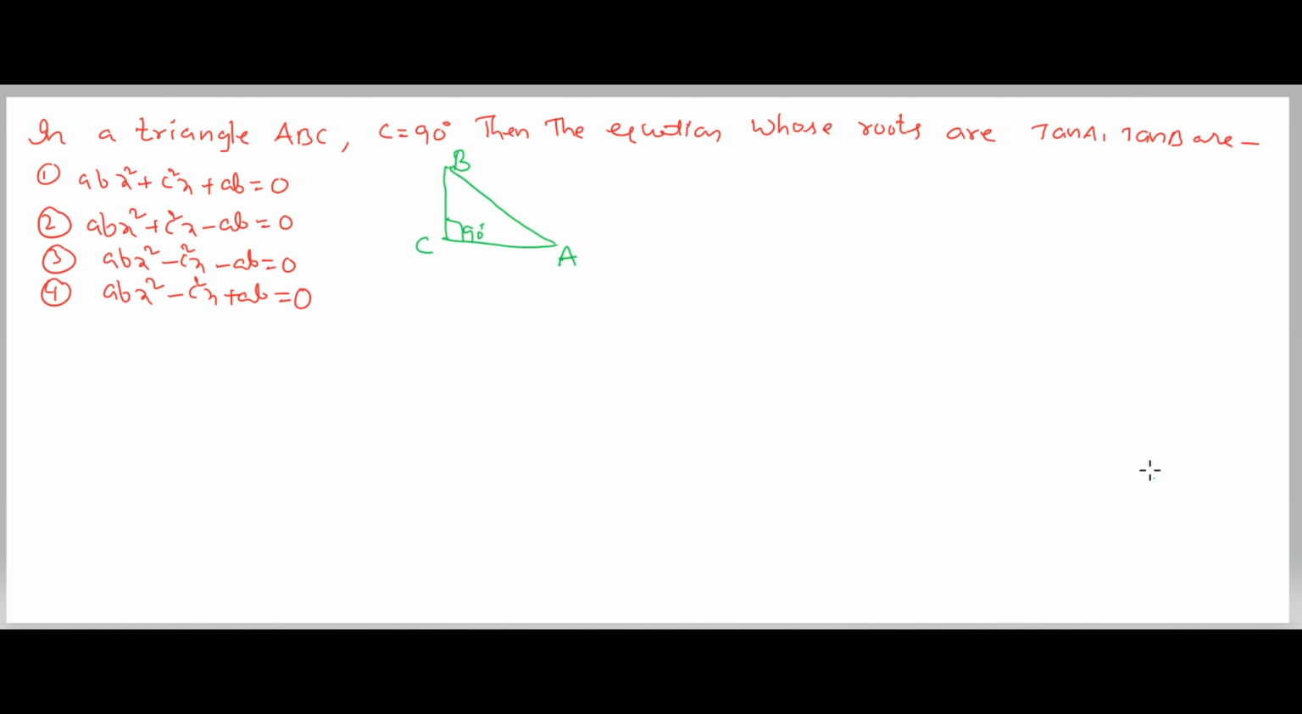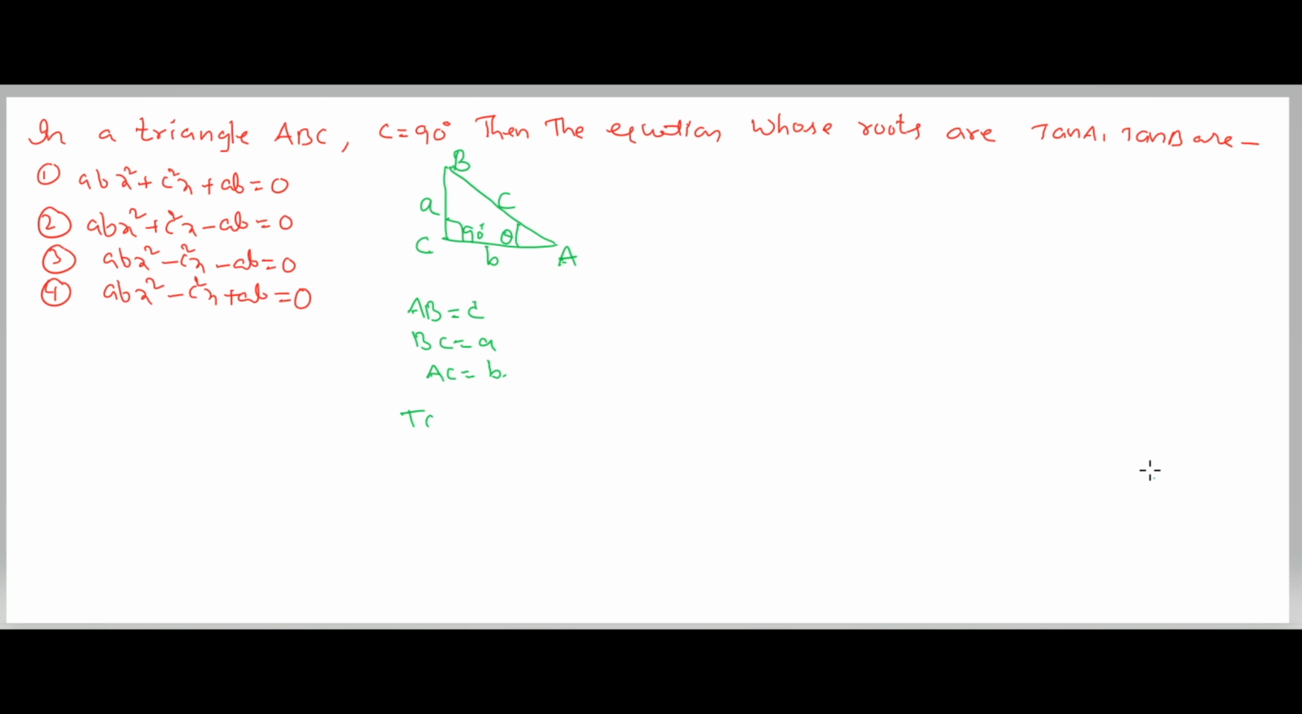So BC length is small a, because the side opposite vertex capital A is denoted by small a, the side opposite capital B is denoted by small b, and the side opposite capital C is denoted by small c. From the figure, AB length is equal to small c, BC length is equal to small a, and AC length is small b. From the right angle triangle, this is taken as theta.